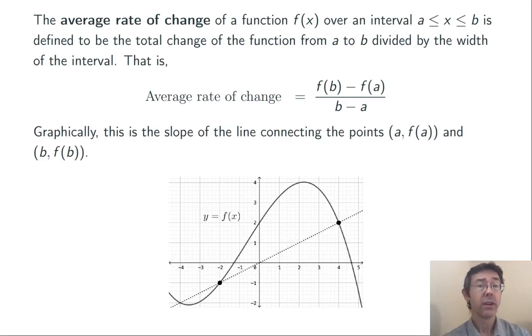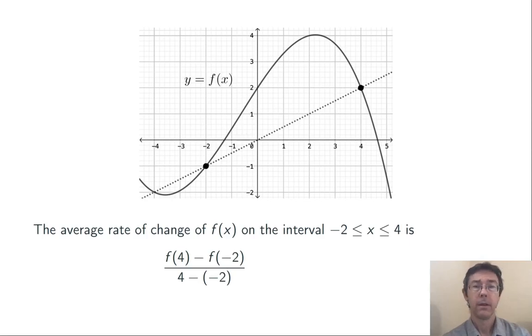Graphically, the average rate of change is just the slope of the line connecting the points on the graph at x equals a and x equals b, as I've illustrated here. Let's actually carry out this example. Here we're using a as -2 and b as 4 and trying to get the average rate of change over that interval. So I do f of b minus f of a over b minus a.